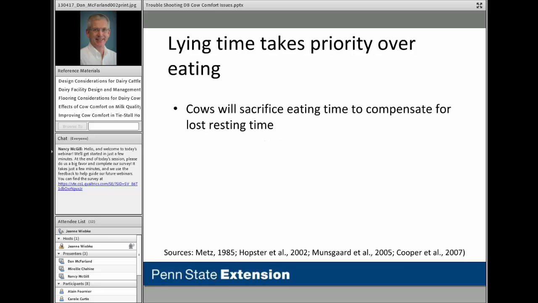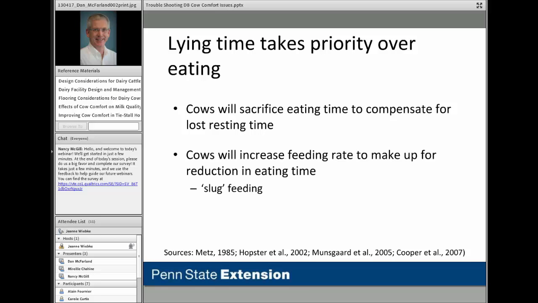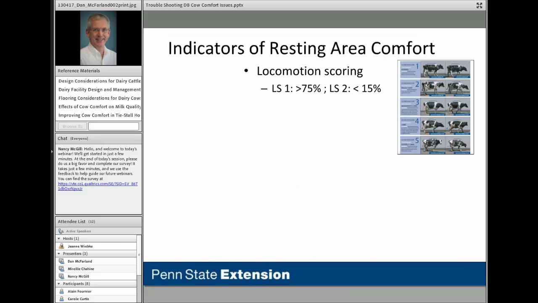Interestingly enough, lying time takes priority over eating, and cows will actually sacrifice eating time to compensate for that lost resting time. And in order to make up for that reduction in eating time, they'll increase the rate at which they feed, which can lead to slug feeding, which can cause some issues.